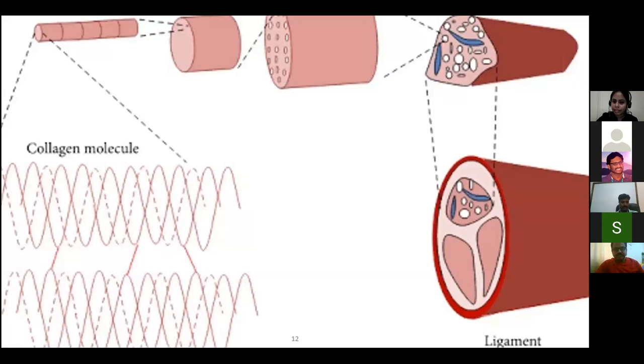Here we can see, I'll just take a pointer. So this is a ligament. This is a fascicle. And inside the fascicles, we can see small fibrils. Inside the fibrils, we can see many subfibrils, and these subfibrils have microfibrils. And inside them are the collagen molecules.